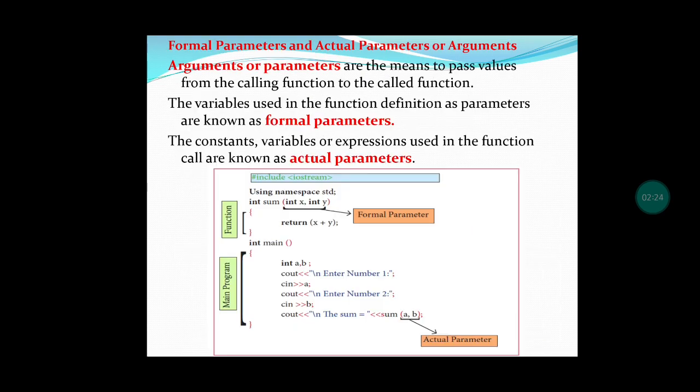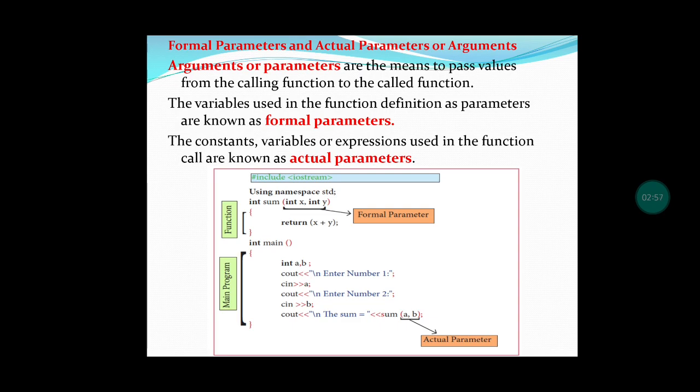Next we will see about formal parameters and actual parameters. Formal parameters are those given in the function prototype, and actual parameters are those used in the main program. Here one example has been given: int sum of int x comma int y, return x plus y. We are just adding the two values, that is x plus y.